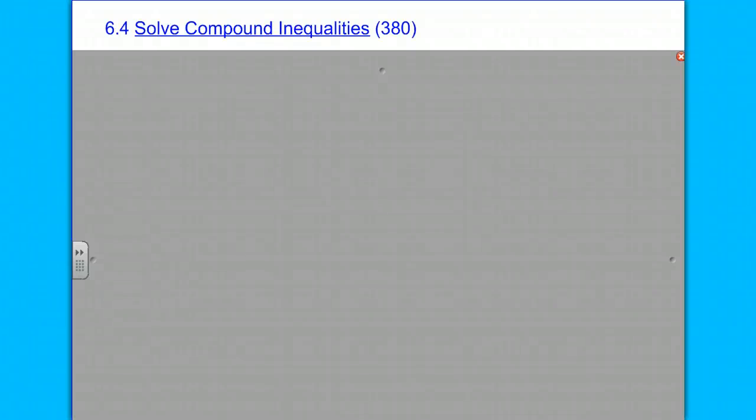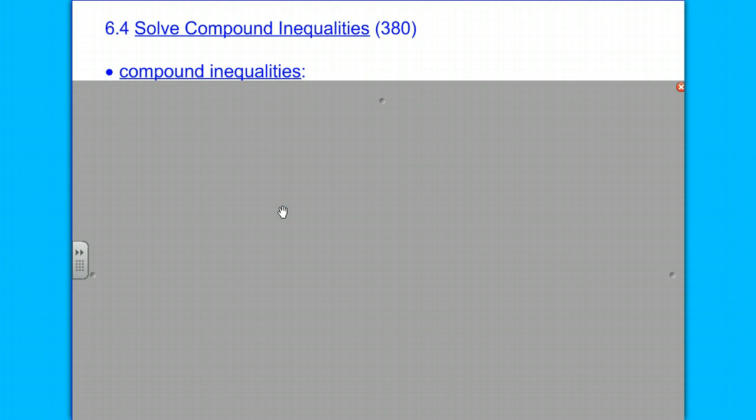Today we get to solve compound inequalities. So this is 6.4. Compound inequalities. When you hear the word compound, you know this from language arts. You know we have compound words or compound sentences, right?